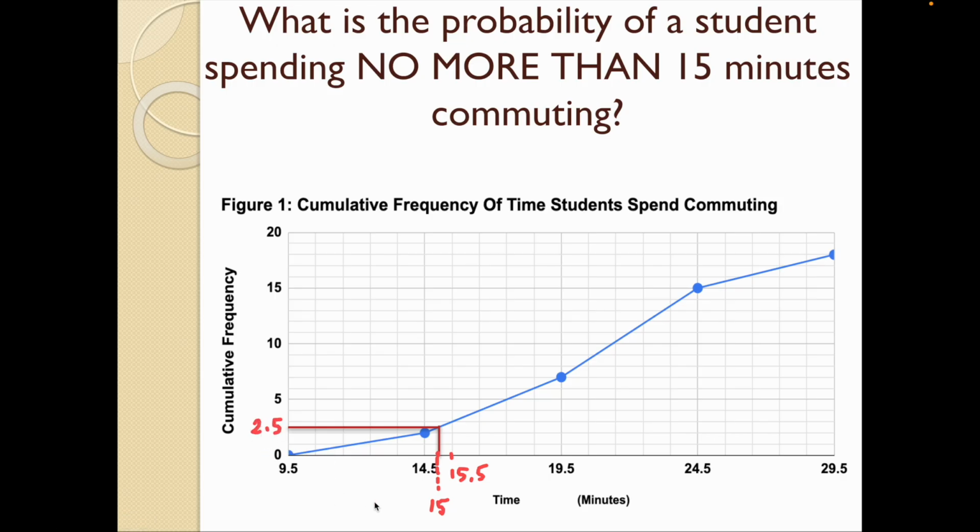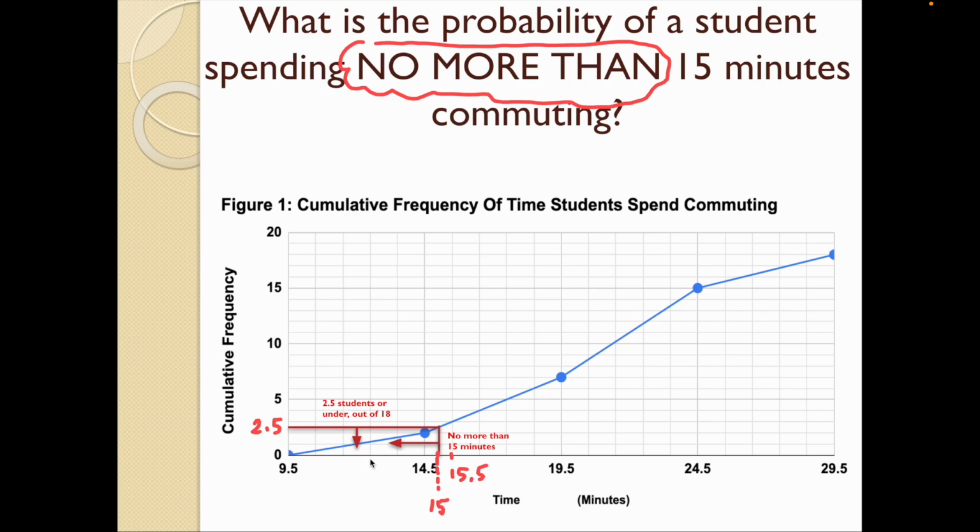Now, we said no more than 15, which is the same as saying less than 15. Okay? So we're looking at everything that's less than. So therefore, the probability of somebody spending no more than 15 minutes would be what? 2.5 out of 18. Sorry, 18. Good. Don't forget that part. Remember we talked about that. Don't forget that. Good job.